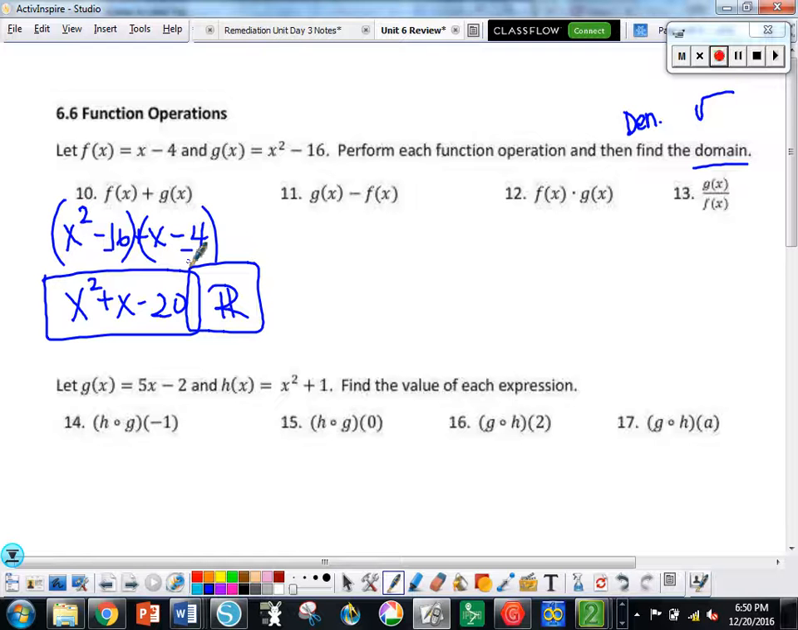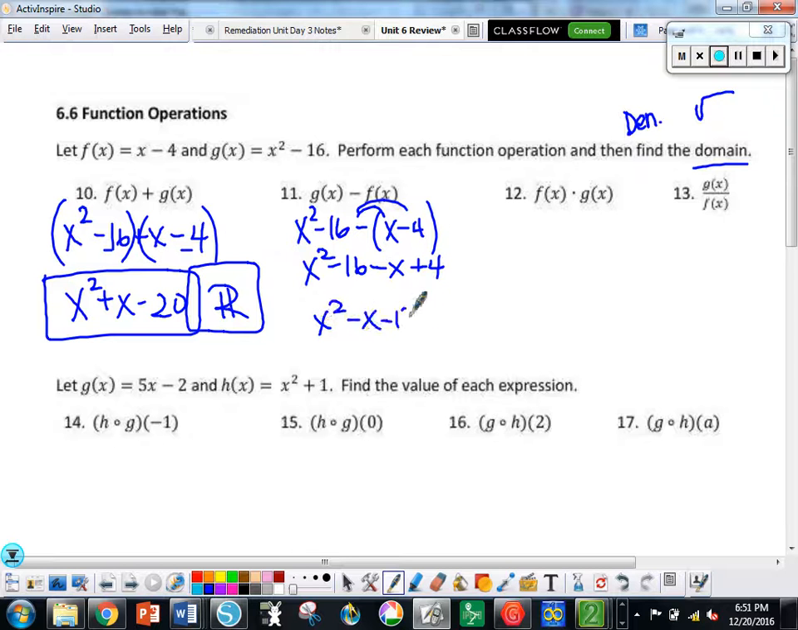Number 11, subtracting this time. So g of x, x squared minus 16, minus f of x. We have to distribute the negative. So you'll have x squared minus 16 minus x plus 4 this time. All real numbers. There's no denominator, there's no radical.